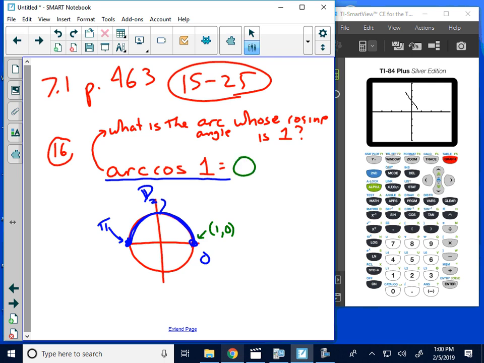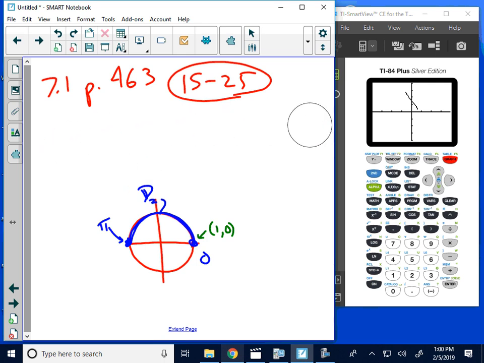Here's a similar problem. What is the arc that has a cosine of 0? So again, we think about the top of the circle, because that's where the arc cosine is defined. And up at the top of the circle, we know the ordered pair is 0, 1. And this arc that goes from here to here is, in fact, pi over 2. So that would be the answer. The arc cosine of 0 is, in fact, pi over 2.